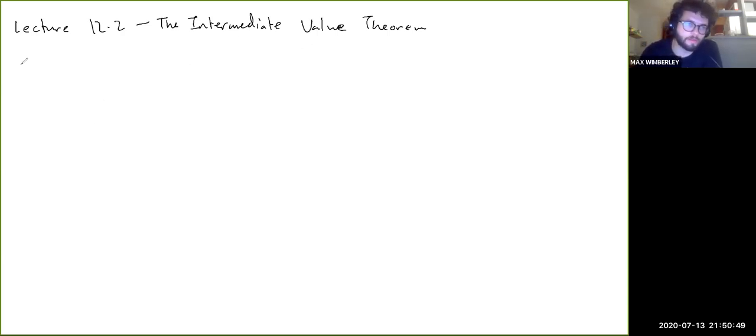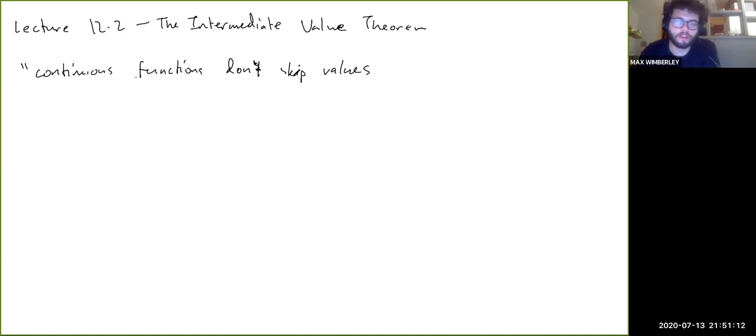The intermediate value theorem is basically, in a nutshell, colloquially, just the statement that continuous functions don't skip values. So if the function has a certain value at one point in the domain and a different value at a different point, and all the points in between are also in the domain, then the function is not allowed to skip values. It has to hit every value in between those two values. So that's the informal statement.